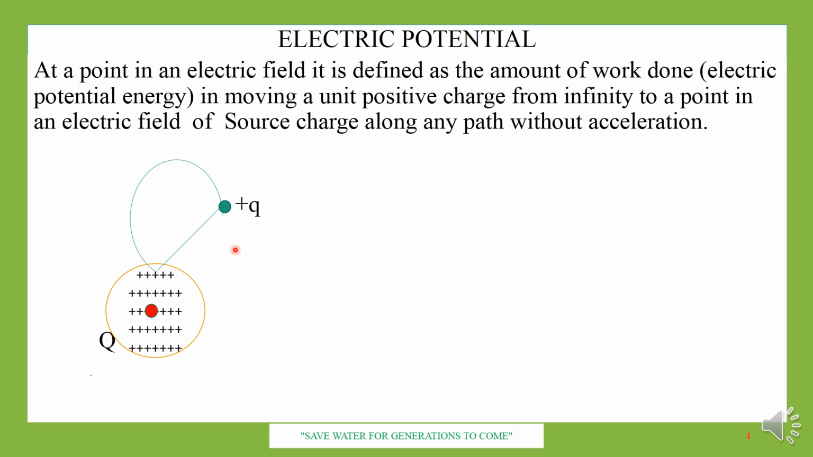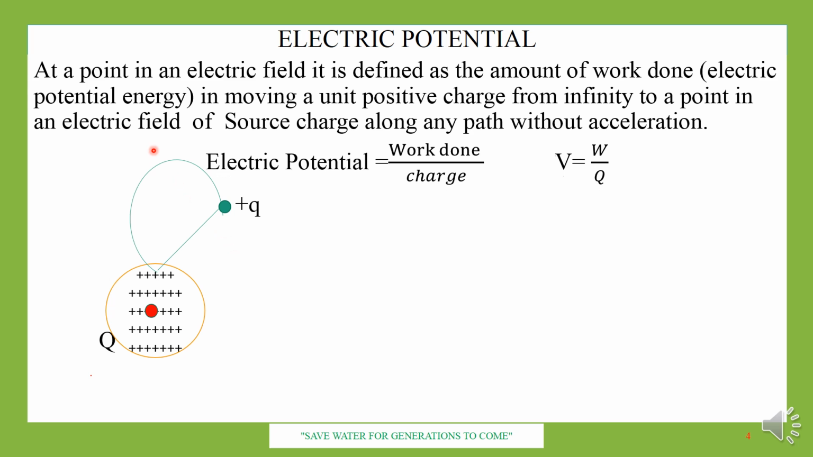So how do we define electric potential? At a point in an electric field, this point can be here, or here, it can be brought to this point, and it is defined as the amount of work done in the form of potential energy, meaning stored energy, in moving a unit positive charge. Here we are talking about unit. Unit means one positive charge, not 2, 3, 4. It's one unit of positive charge.